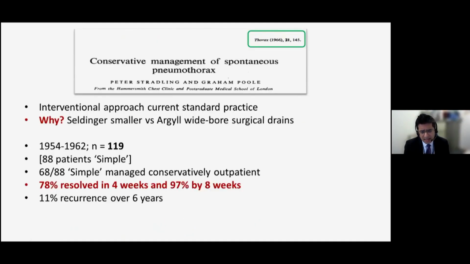So, as I said earlier, Stradling published this paper in '66 in Thorax. And again, an interventional approach is currently standard practice, but if you go back 30, 40 years, conservative management was still around.